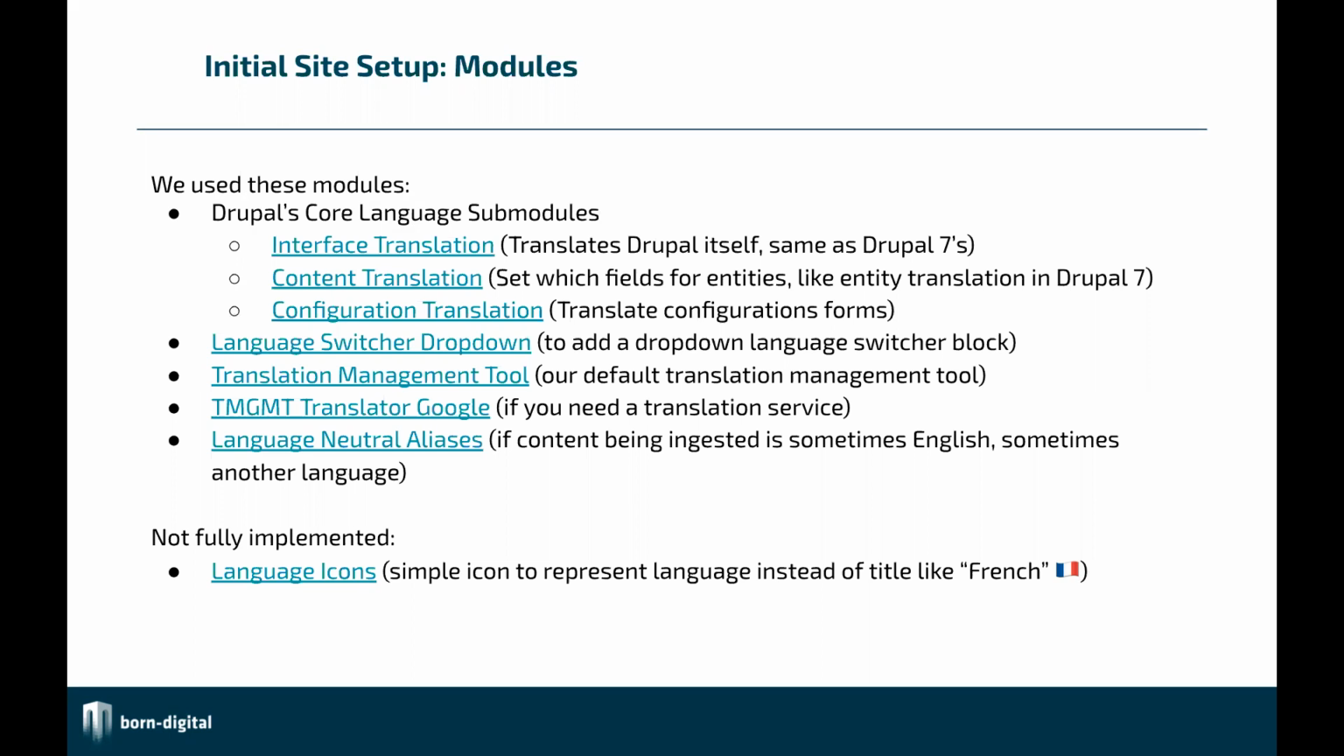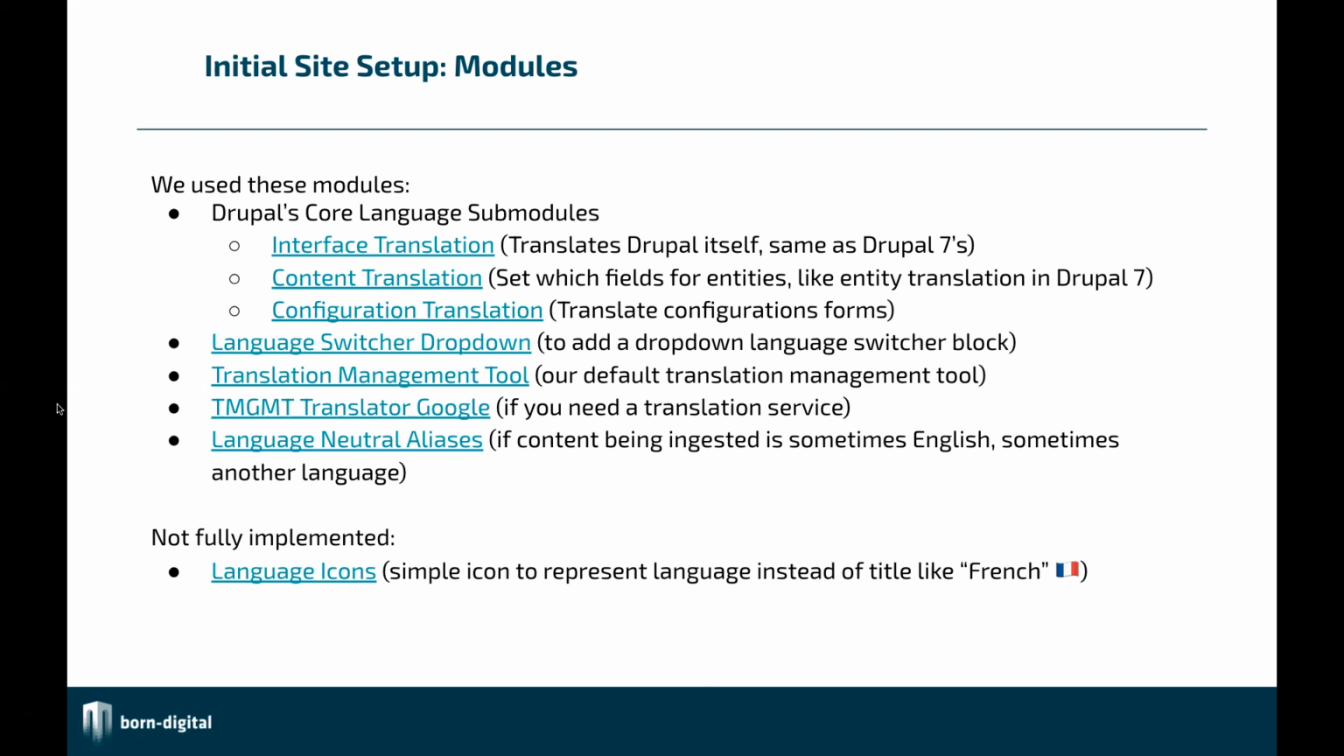Pretty basic. The initial Drupal built-in, when you enable a second language, you have the three modules here: the interface translation, content translation, and configuration translation. They're not too dissimilar from Drupal 7. It's pretty automated. It relies on your PO files.